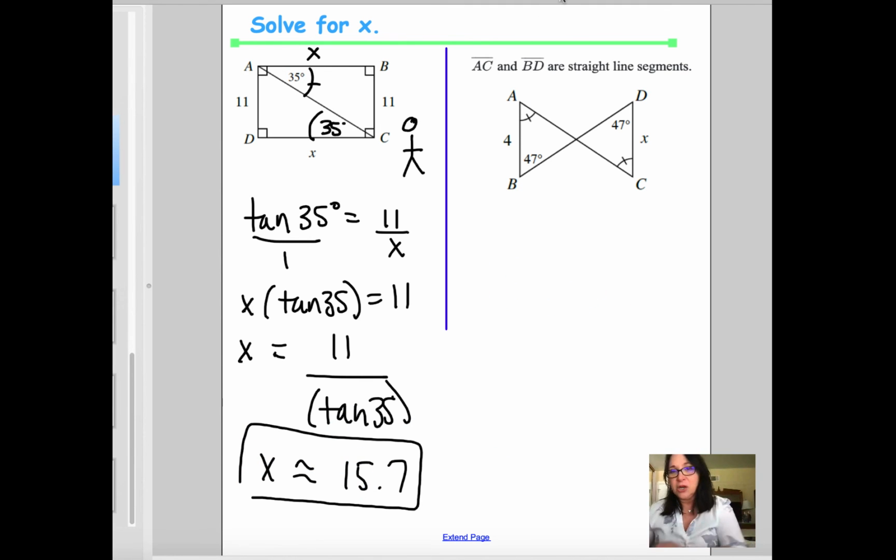Okay. For this problem here, it says that AC and BD are straight line segments. Okay.